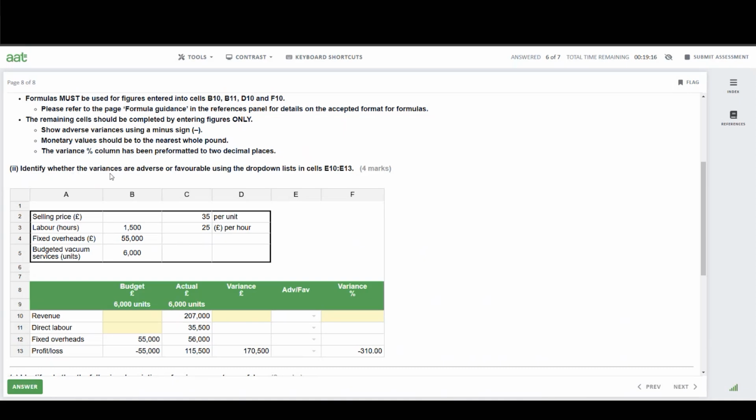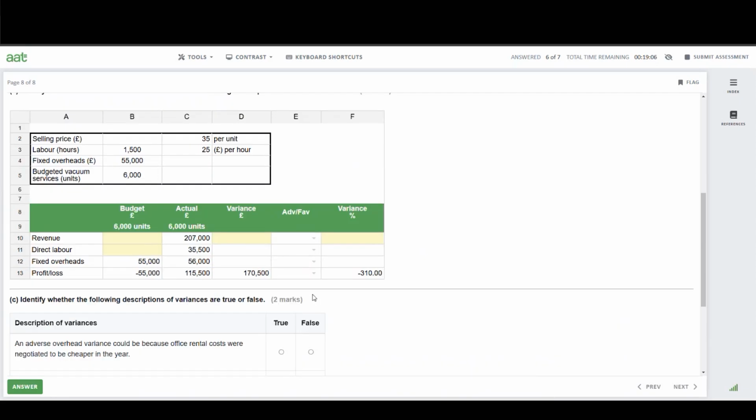And then we need to identify whether the variances are adverse or favourable using the drop-down list in cells E10 to E13. Okay, so I'm just going to scroll up so we can get this in the centre. So let's have a look what we need to put into our budget. We can see we've got a budget for revenue, so that's income, and then costs, direct labour, fixed overheads, and then there's a calculation of profit and loss. This is based on a budget of 6,000 units and an actual of 6,000 units.